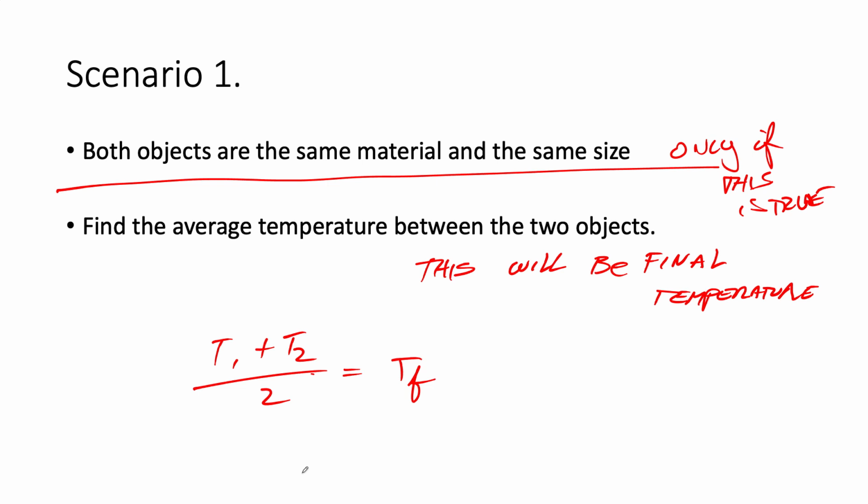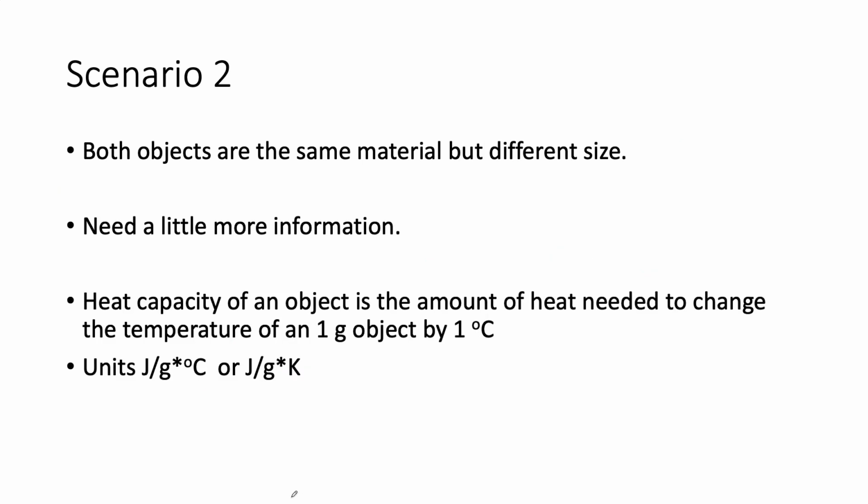But let's look at scenario 2. So we need a little bit more information. We've got both objects the same material, but different size. And what we need is what we call heat capacity. So we need this constant physical property. Heat capacity is how much energy it will take to raise the temperature of that object by 1 degree Celsius. So, the amount of energy per gram per degree Celsius. That's what we call the heat capacity of an object.